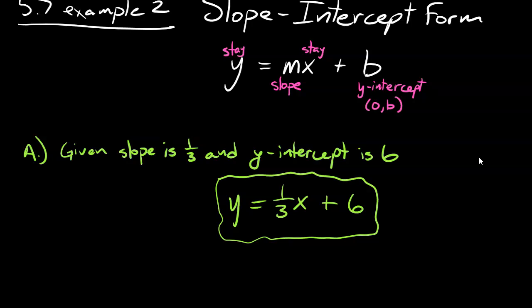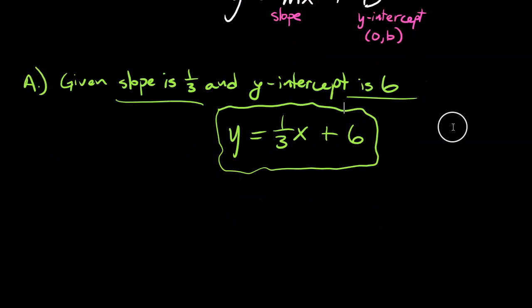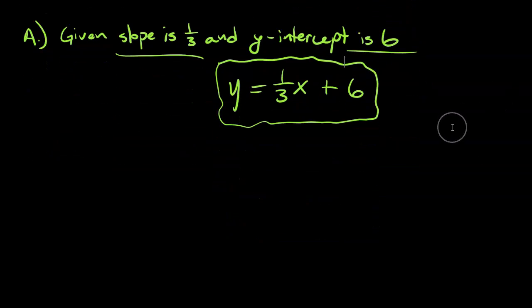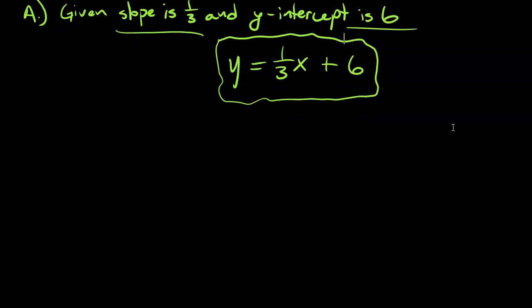Now, the questions are obviously much easier if these are the two numbers that you're given. You're not always going to be given those two numbers. So, yeah, it's absolutely a lot easier if you're just given the slope and given the y-intercept. You just write those numbers in. So I'm going to immediately go to an example where you're not just directly given those two numbers.